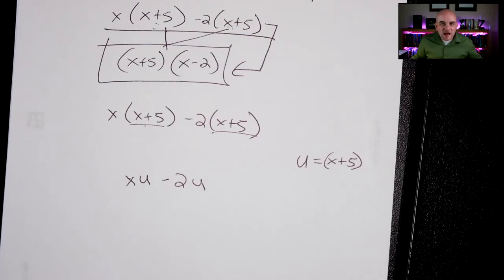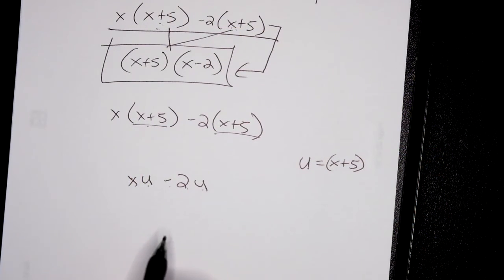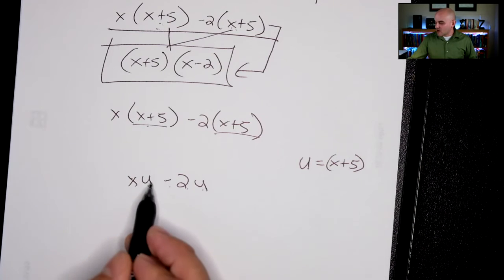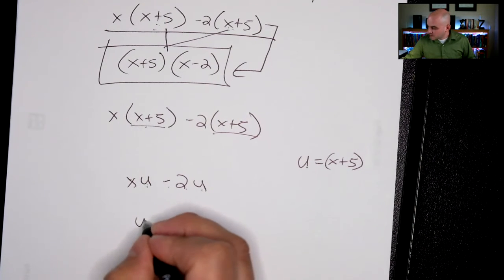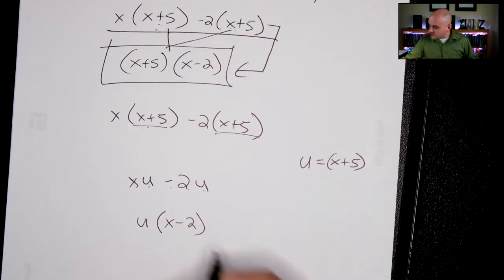And so now it's a little bit easier to see that what we're dealing with here is a binomial. And so the binomial is x times u minus 2 times u. And if we try to factor that, what do we have in common? Well, we have a u in common. So when we factor out u, we get x minus 2 times u.